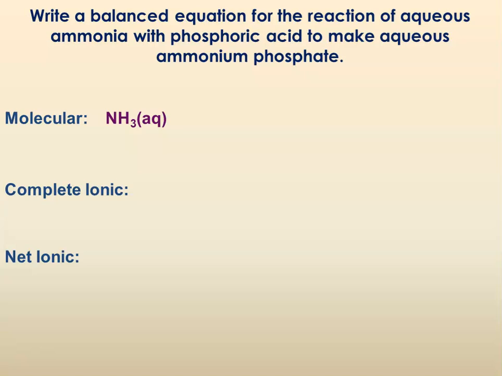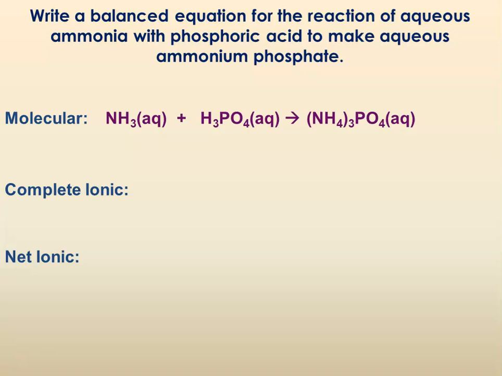Phosphoric acid, I've said before, the acids that you're going to be dealing with in chemistry are going to be aqueous. Phosphoric is coming from phosphate, which is PO4 -3. So that's going to give us H3PO4. And then we're putting those together to make ammonium phosphate. Ammonium's NH4 +1, phosphate's PO4 -3. And we were told it's aqueous, so we need 3 ammoniums to balance out phosphate's charge.